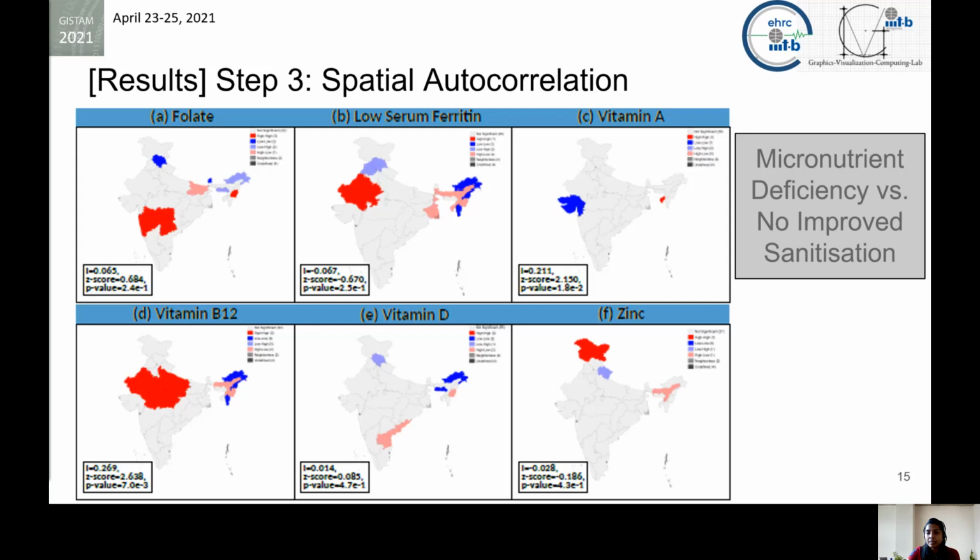Our bivariate LISA spatial cluster analysis shows high-risk regions when both an indicator and contextual factors have high values. Bivariate LISA between unimproved sanitization and micronutrient deficiency show high-risk clusters in western regions for folate, Rajasthan for low serum ferritin, large parts of northern central regions for vitamin B12, and Jammu and Kashmir for zinc deficiencies.